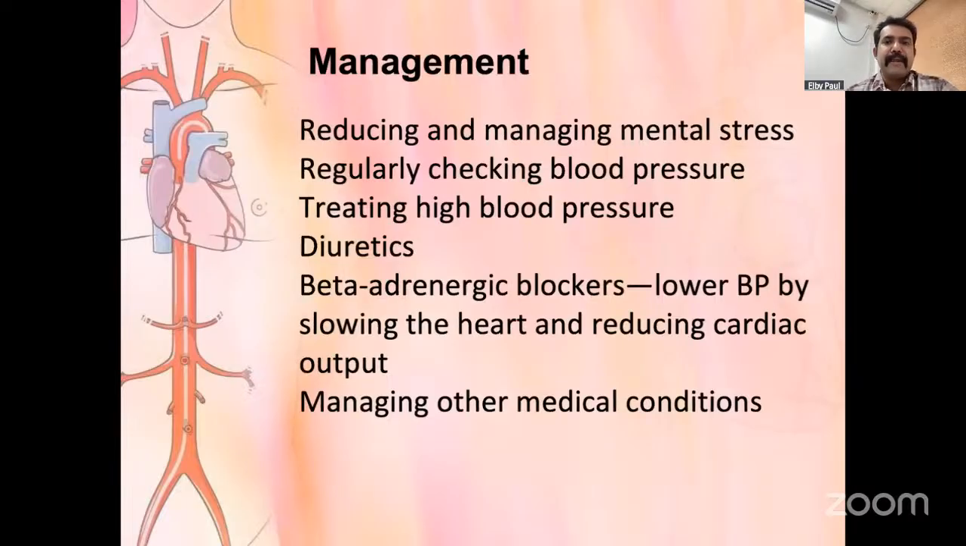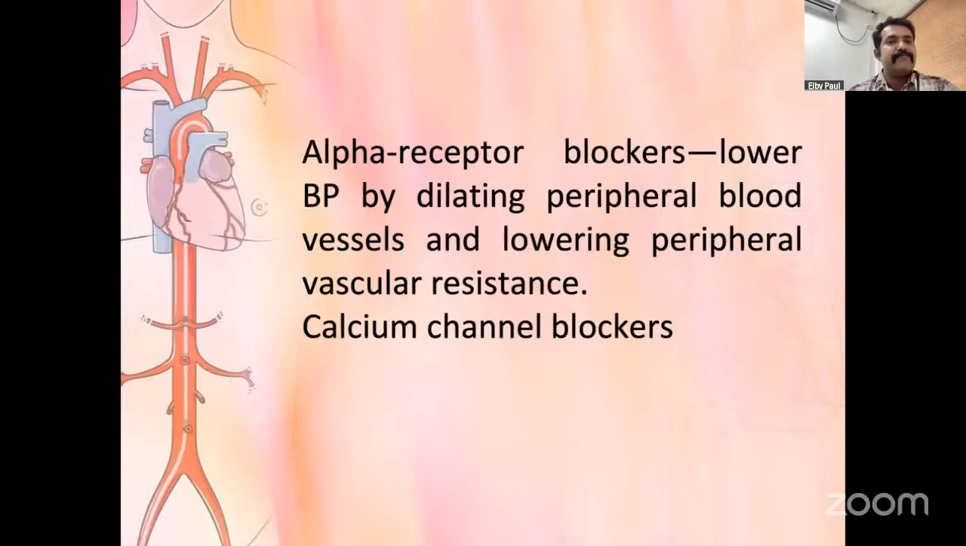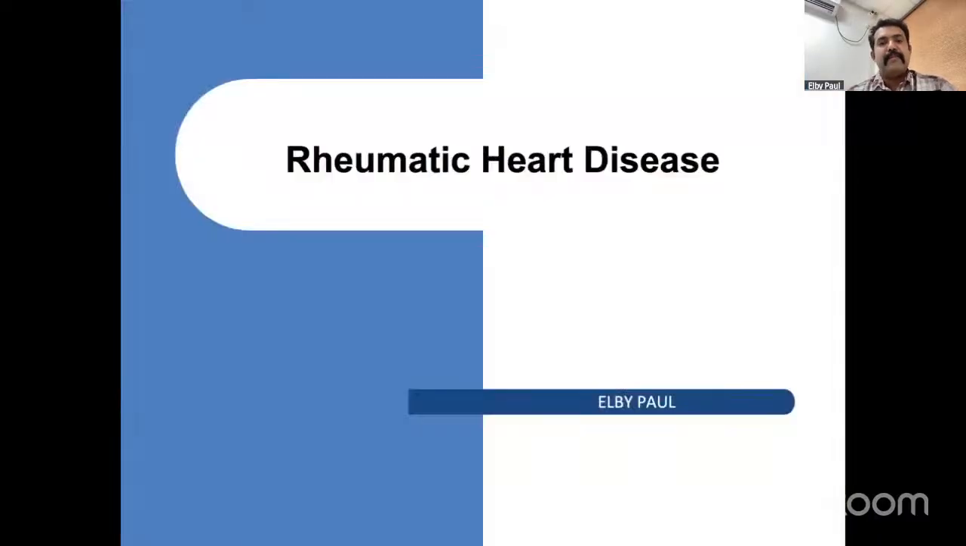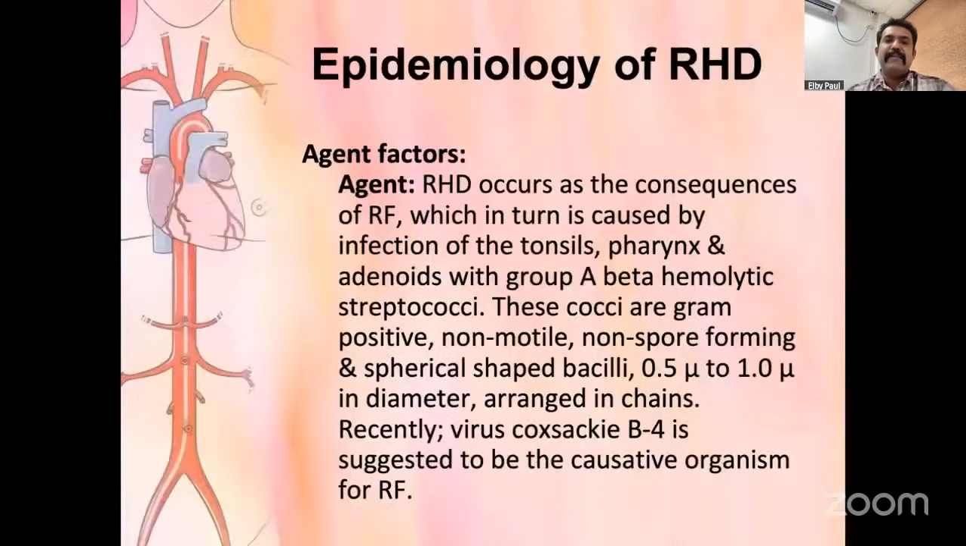Management: reducing and managing mental stress, regularly checking blood pressure, treating blood pressure with regular treatment. Diuretics and beta adrenergic blockers lower BP by slowing the heart and reducing the cardiac output, and by managing other medical conditions. Alpha receptor blockers lower BP by dilating the peripheral artery vessels and lowering the peripheral vascular resistance, and calcium channel blockers. Next condition: rheumatic heart disease, also very important.